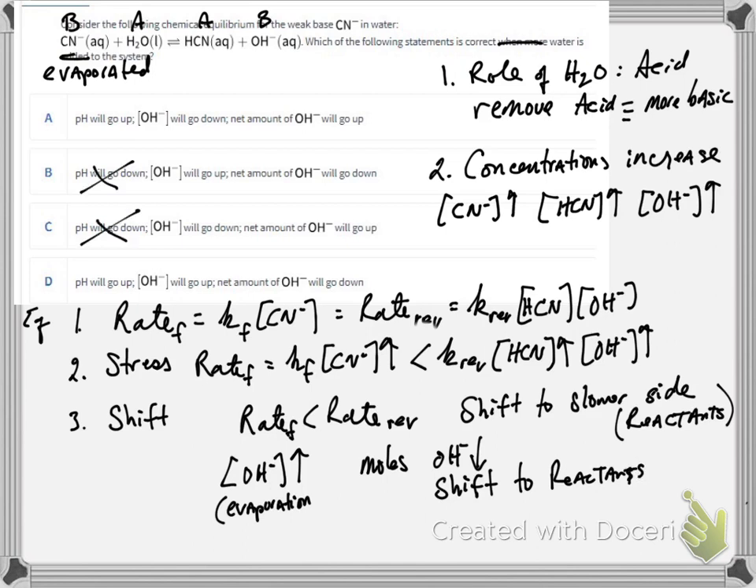Okay, so first B and C are wrong because if you evaporate a basic solution, you will not make it more acidic. So B and C are wrong. The only choices are A and D. We expect this to become more basic. We expect we're removing an acid, or the role of the acid water, so pH will go up.